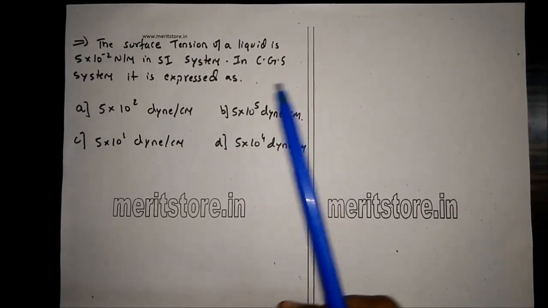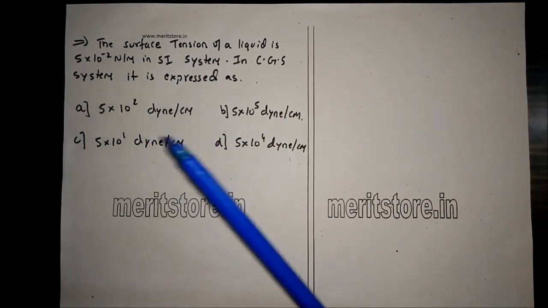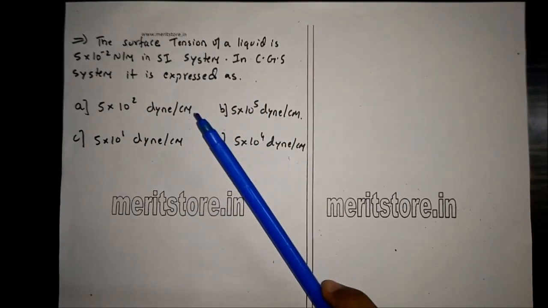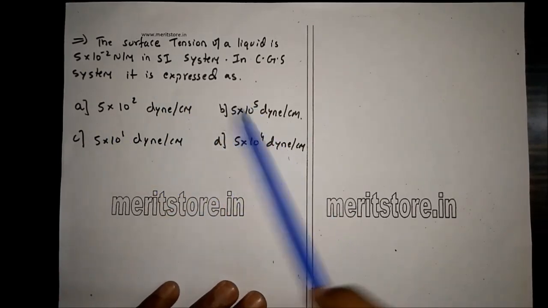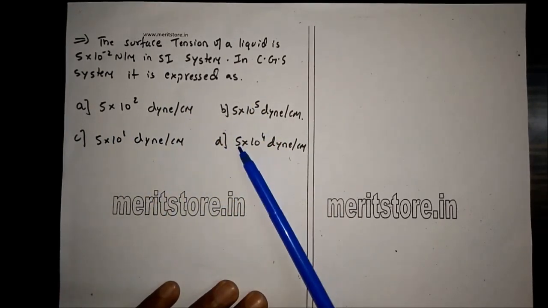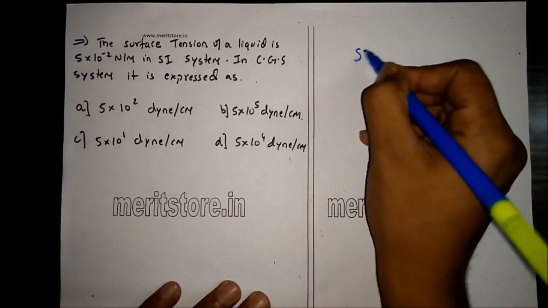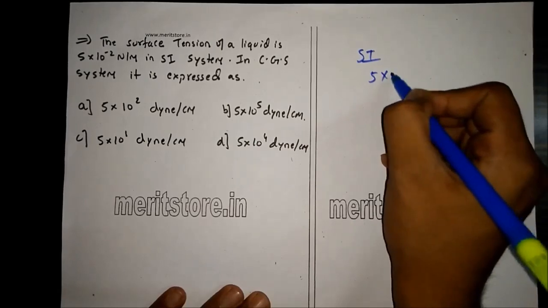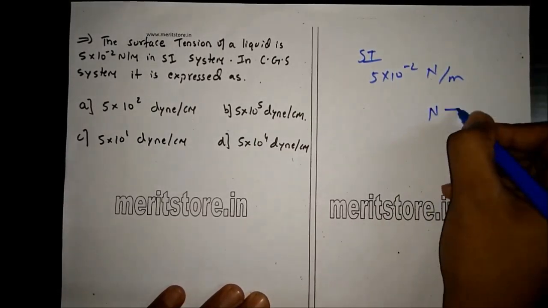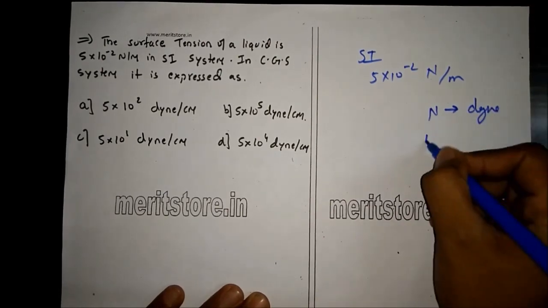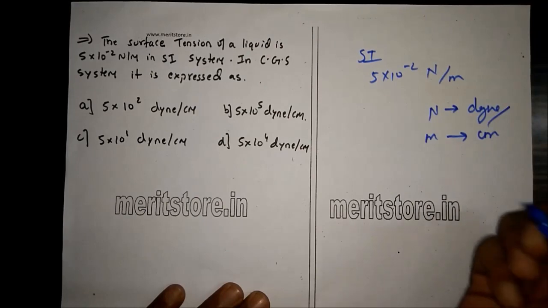The surface tension of a liquid is 5 into 10 raised to minus 2 Newton per meter in the SI system. In CGS system, it is expressed as either 5 into 10 raised to 2, 5 into 10 raised to 5, 5 into 10, or 5 into 10 raised to 4 dyne per centimeter. Now, in SI system, the surface tension is 5 into 10 raised to minus 2 Newton per meter. In CGS system, Newton gets converted to dyne and meters gets converted to centimeters. Hence, the value will be in dyne per centimeter.